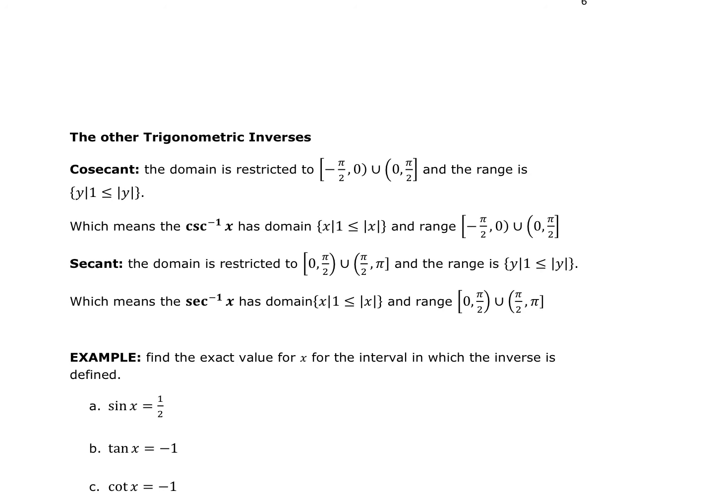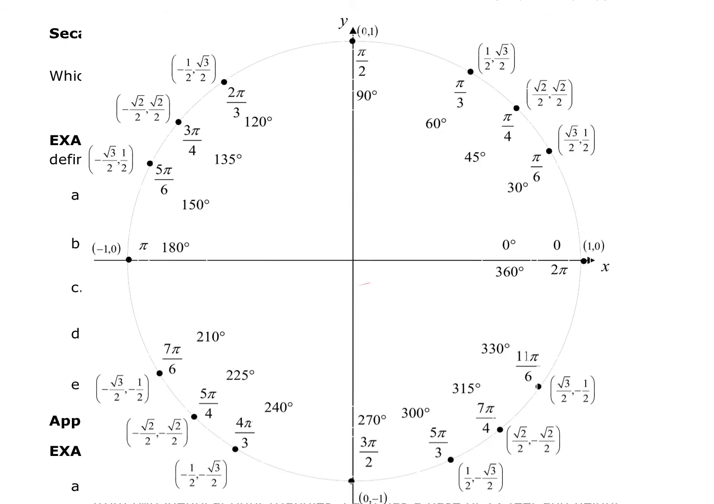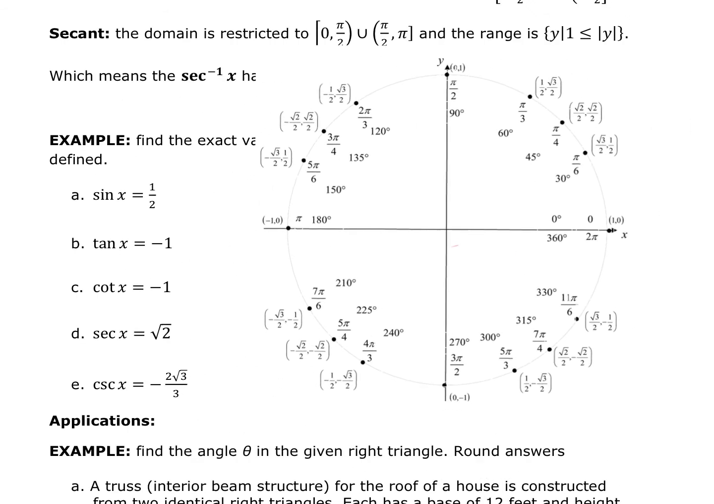So if we're asked to find the exact value for x in which the interval of the inverse is defined, now, this is different than finding all the values of x that make this true. This is asking for where the interval is defined. So once again, I'm going to grab my unit circle, and I'm going to make note on my unit circle of where sine and cosine and all of those are defined.